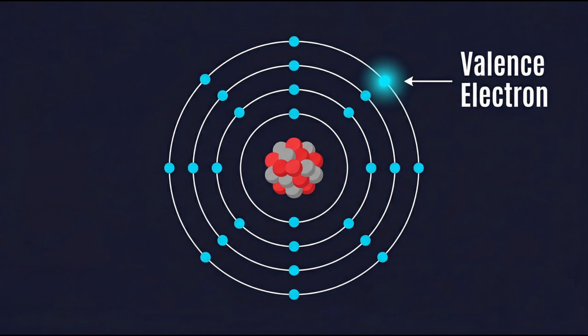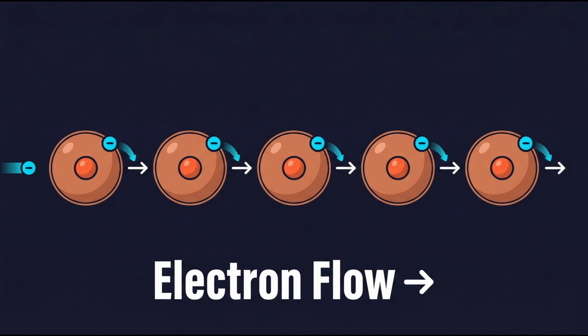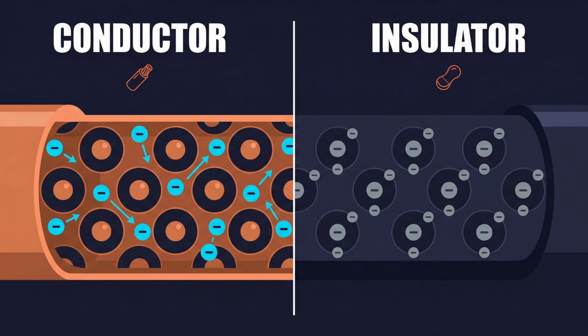Everything around you is made of atoms, and atoms have electrons orbiting their nucleus. Most electrons are locked in place, but the outermost ones, called valence electrons, can break free, and when they do, they jump to the next atom, and the next, and the next. That chain of electrons moving through a material, that's the simplest useful picture of electricity, just electrons being pushed from atom to atom. But not every material lets electrons flow.